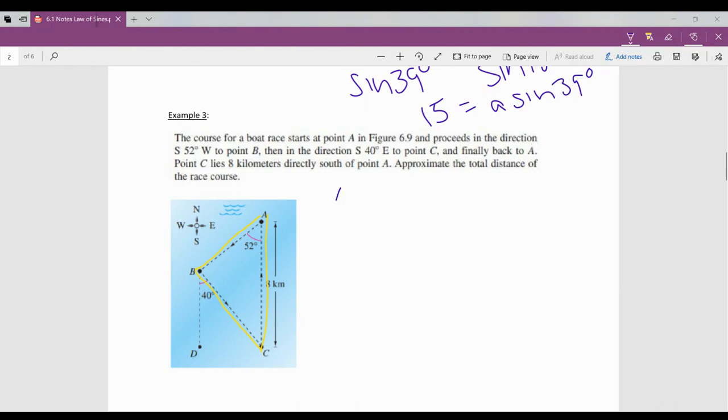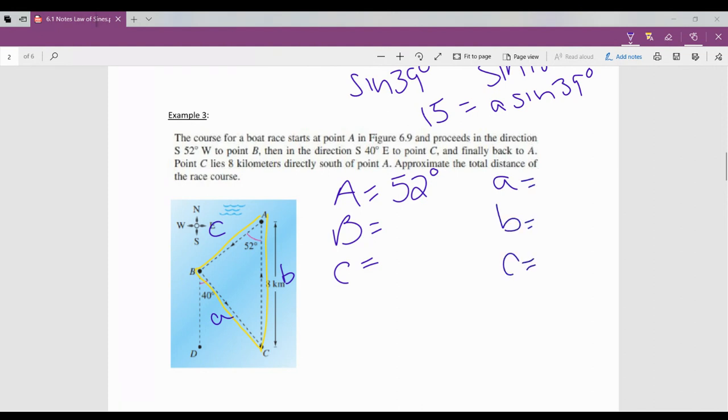Angle A is 52 degrees. B, we don't know. C, we don't know. For the side lengths, this is A, this is C, and this is B, because they're opposite the angles. So B is 8 kilometers. I am missing one key fact, because for the other ones I was always given three pieces of information. So there must be something I can figure out from this.